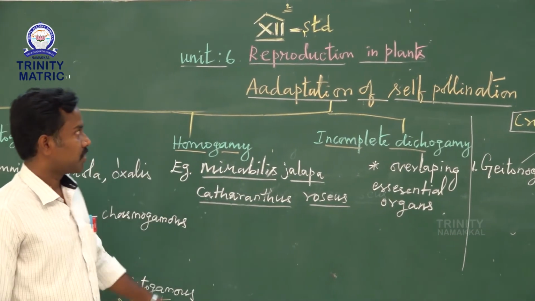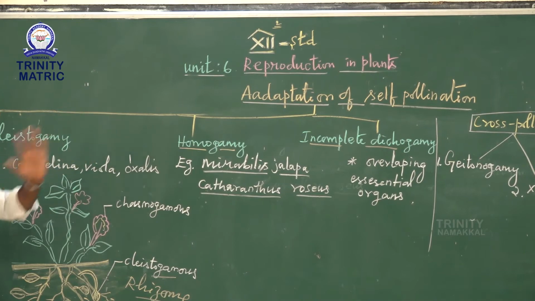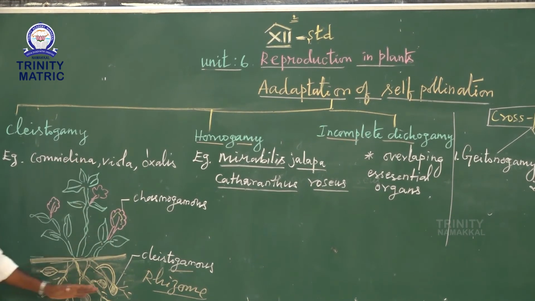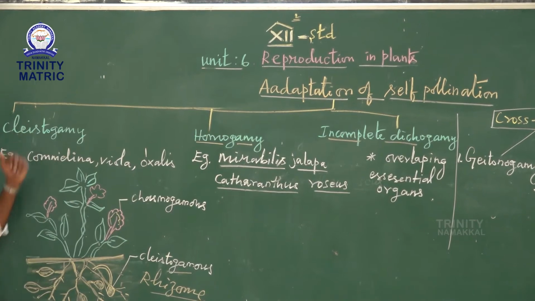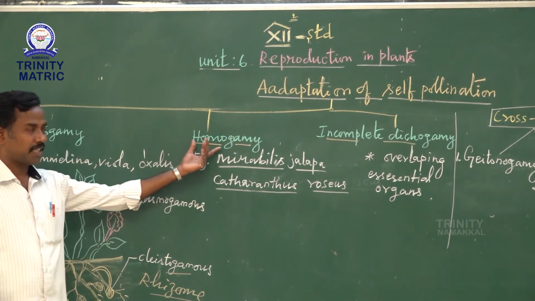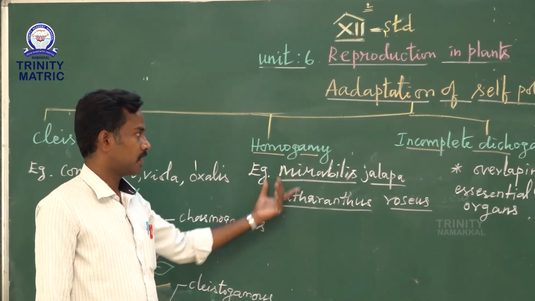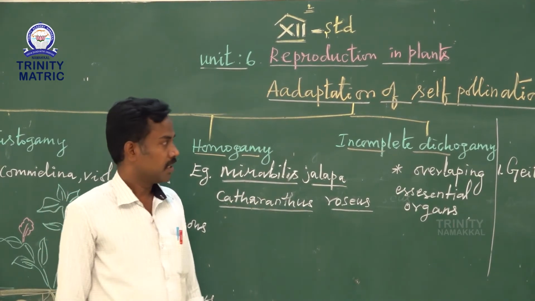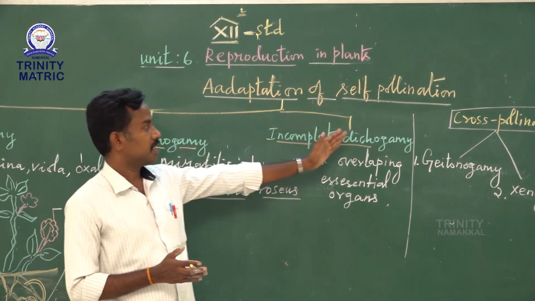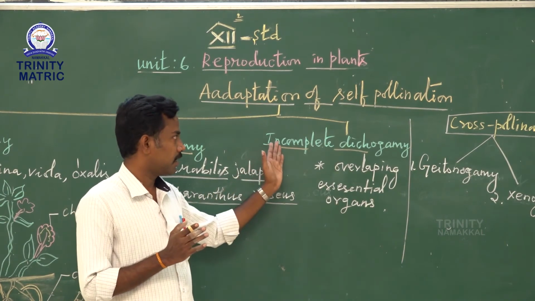Okay students, once again we recall that the adaptation of self pollination has three types: cleistogamy, homogamy and incomplete dichogamy. Cleistogamy has two kinds of flowers, aerial and underground, seen on the same plant. Example, Commelina bengalensis. Homogamy, same time: both male and female reproductive organs mature at the same time. Example, Mirabilis jalapa, Catharanthus roseus. Incomplete dichogamy is the opposite: different time, with the reproductive organs maturing and the anthers disposed at different times.